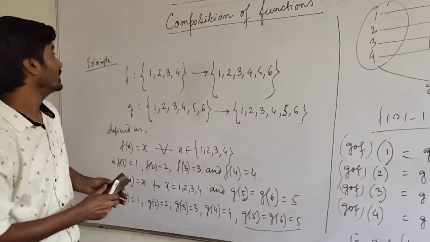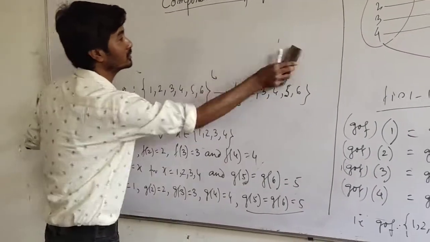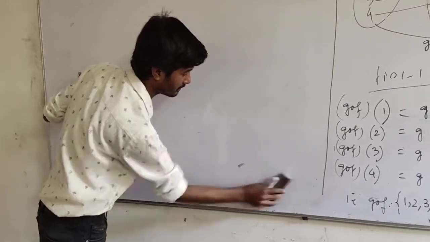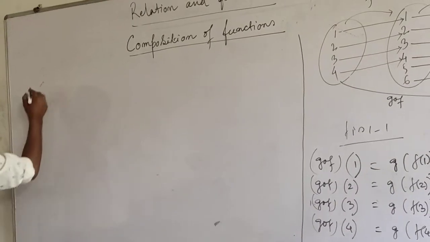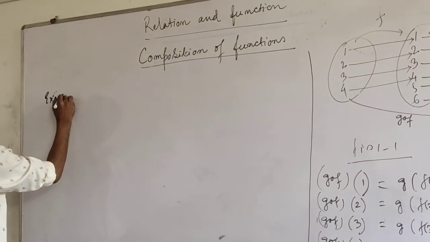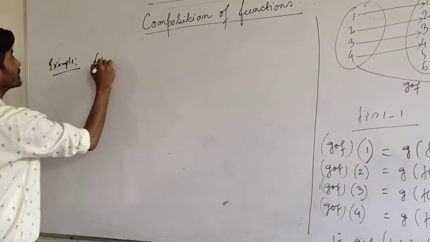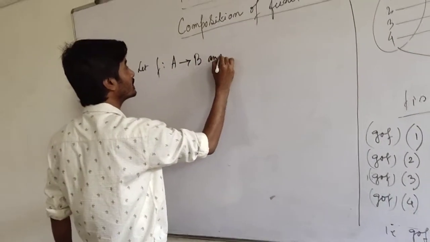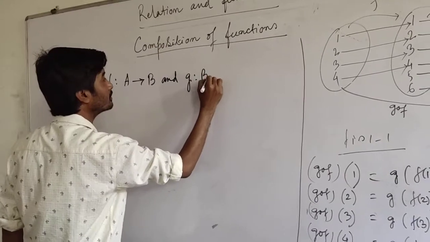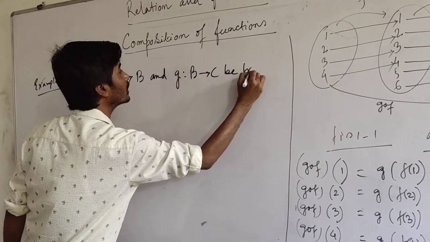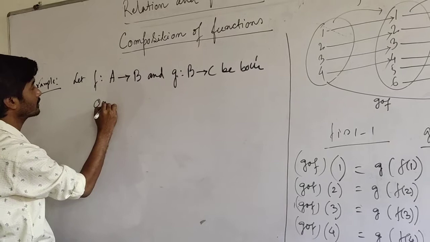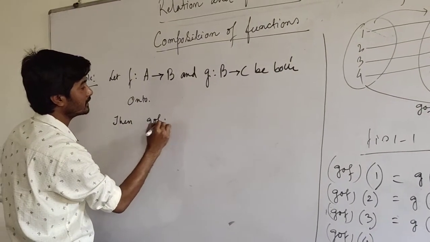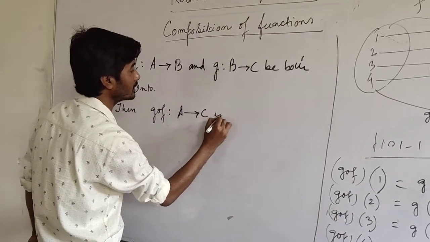After this, we will discuss the last property of today's video, the property related to onto. We take an example: let f be a function from A to B and g a function from B to C, both onto. Then gof, a function from A to C, is also onto.